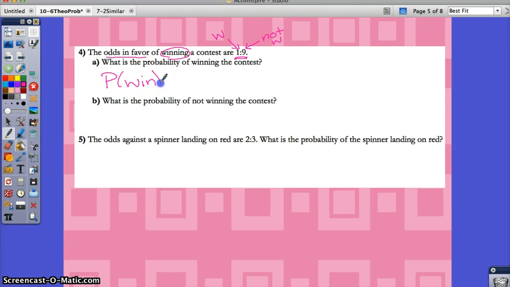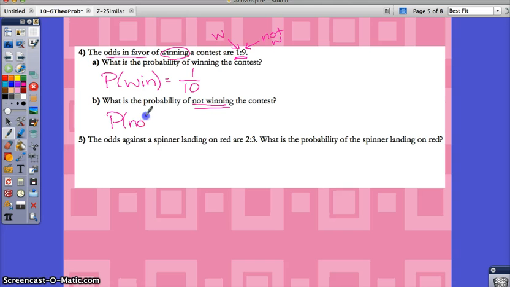Well, the probability of winning, get that notation down. How many ways can you win? And the total number in the sample space. So 1 plus the 9 is going to give you the denominator. Notice when you're going from odds to probability, you need to add the ratio from the odds to get your total. What is the probability of not winning then?